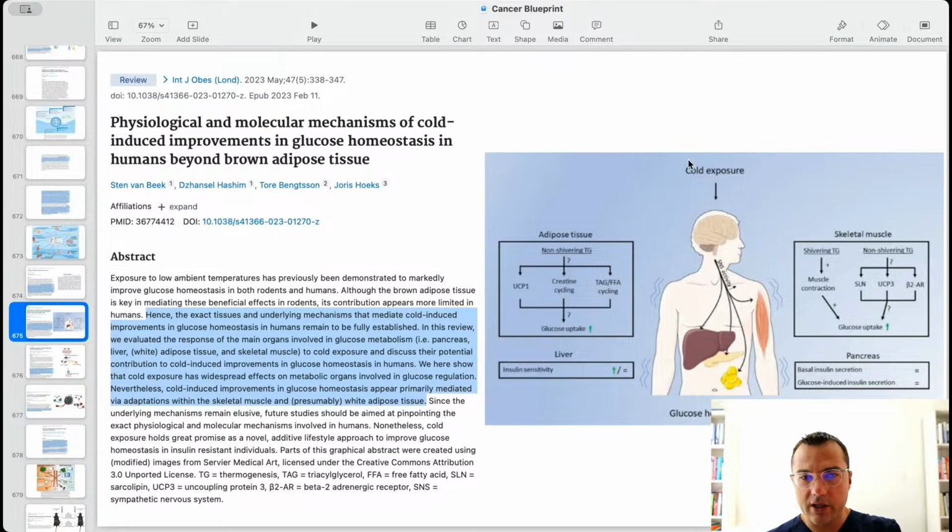So it has a graphic here and it says, okay, cold exposure, and at the bottom, we have improved glucose homeostasis. Okay, but how does that happen? Well, within the fat tissue, obviously there's no shivering going on there. So they have these uncoupling proteins, creatine cycling, fatty acid cycling, improving of glucose uptake, and at the level of the liver, increased insulin sensitivity. And then at the level of the muscles, we have a shivering response, we have a non-shivering response. Ultimately, all those increase glucose uptake within the muscle cells. And then the pancreas itself, they're saying that basal insulin secretion and glucose-induced insulin secretion are also equal.